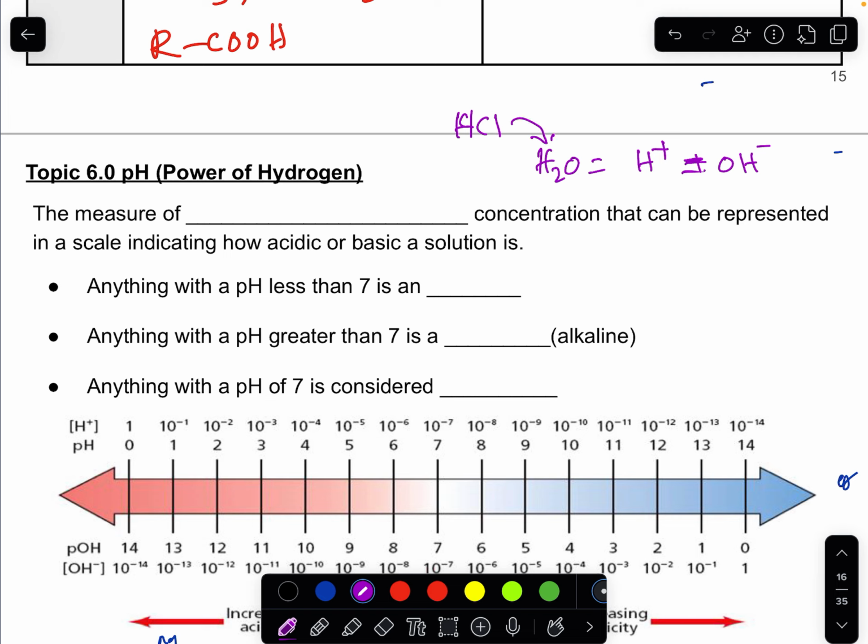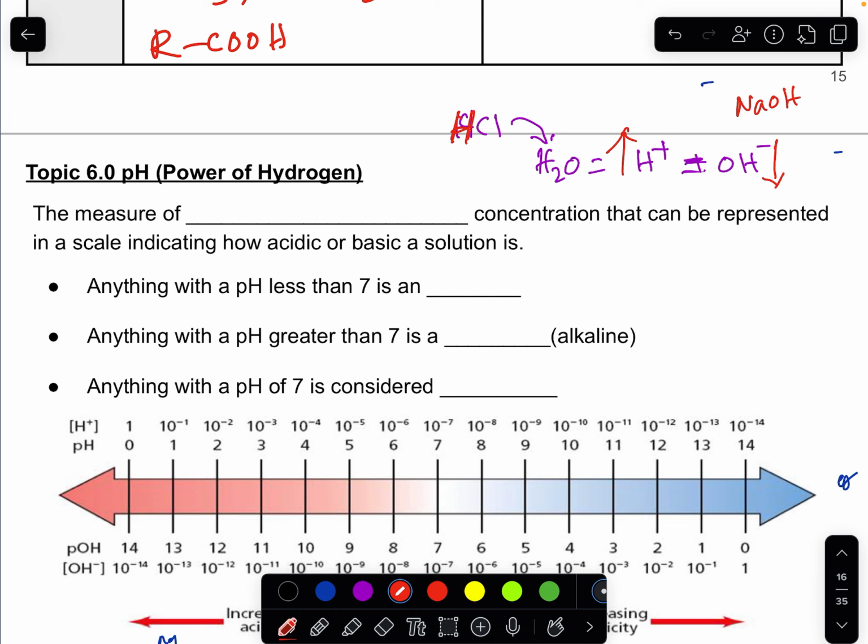Which ion will increase? Hydrochloric acid has what? Which ion? Yeah, so the hydrogen ion concentration will increase and OH minus will decrease because it will neutralize, right? That will be more acidic. That will be acidic. So if you are adding sodium hydroxide, what will happen?